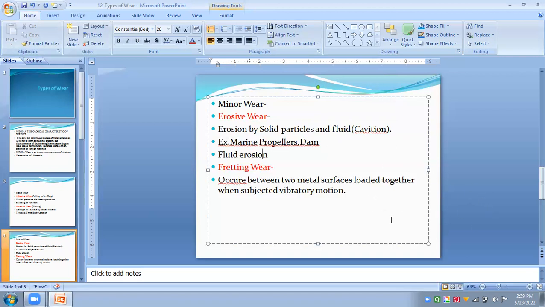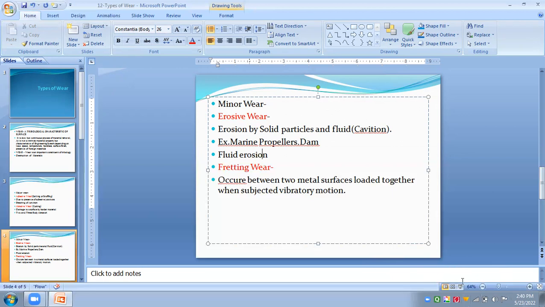Then another type of minor wear is fretting wear. This wear occurs between two metal surfaces loaded together when subjected to low amplitude oscillatory or vibratory motions. Fretting wear frequently occurs between components that are not intended to move, or press fits. The surfaces subjected to fretting have a characteristic appearance with red-brown patches on ferrous metals.